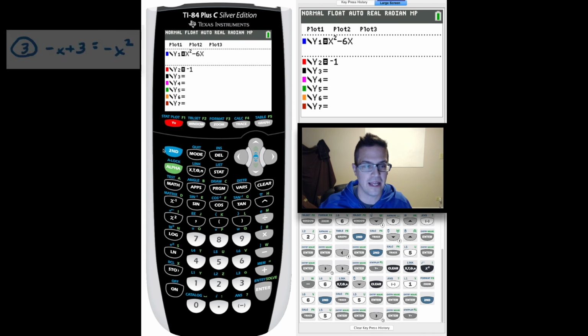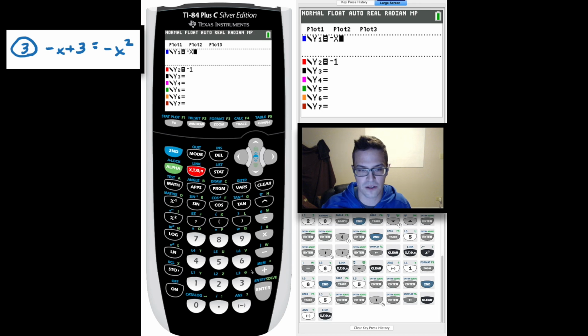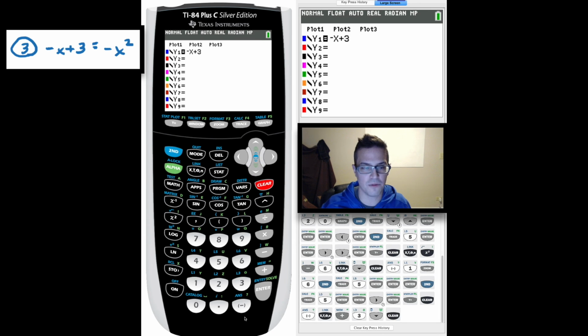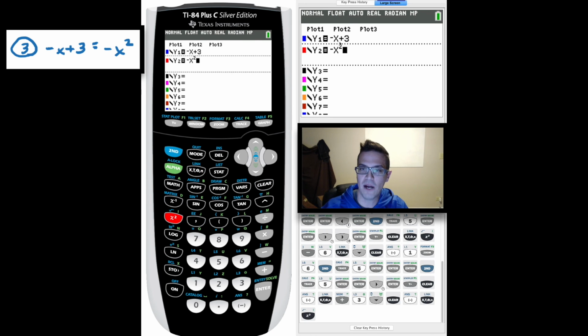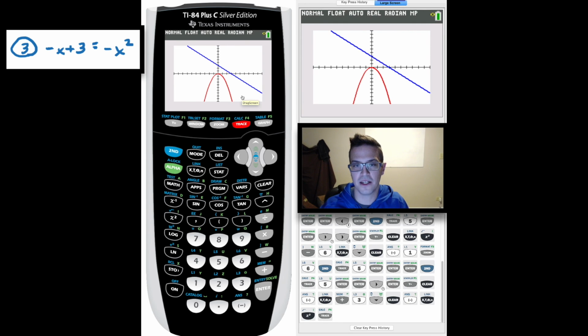All right, so it's -x plus 3 is equal to -x squared. So I'm going to put the left side of the equation up here, so -x plus 3. And then this y2, I'm going to clear this out and write -x squared. So my y1 is going to be this -x plus 3, and the y2 is going to be -x squared. And then from here, I'm just going to hit trace, or you can hit graph, either one. They'll graph it out like so. So there's my y1, and then here's my y2.